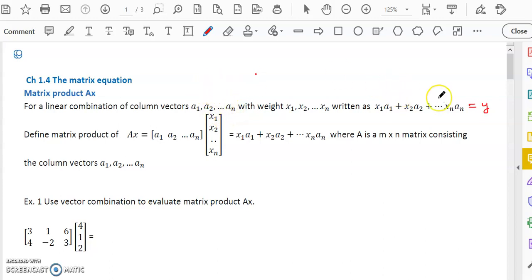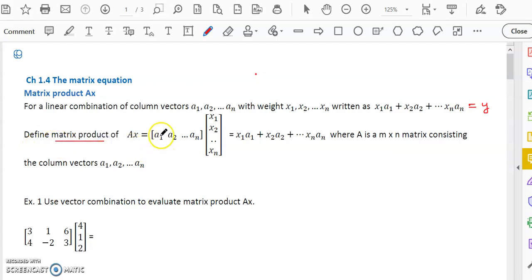But you can see that to say y, it would be very lengthy, right? We would have to say x1 times a1, and so on. So we've got to use something that is shorter to describe this expression. And the tool that we use is a matrix, because a matrix is an array of numbers. So what happened is we define something called a matrix product.